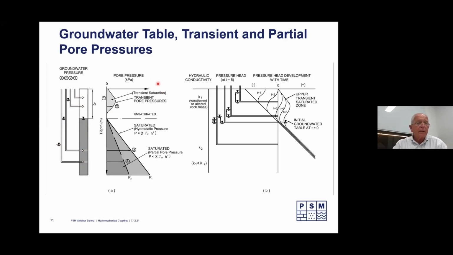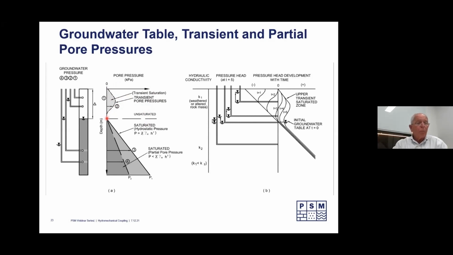Let's move to the next example here, where we have the axis of pore pressure versus depth in that tube. So here's the water table, the boundary between unsaturated and saturated. This is the transient pore pressure response. Water entering the ground surface up here gives us this pressure here over time.